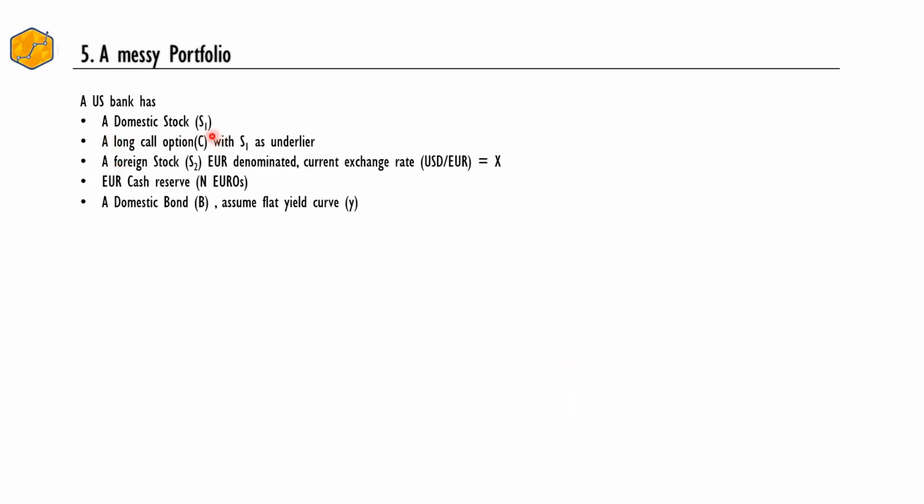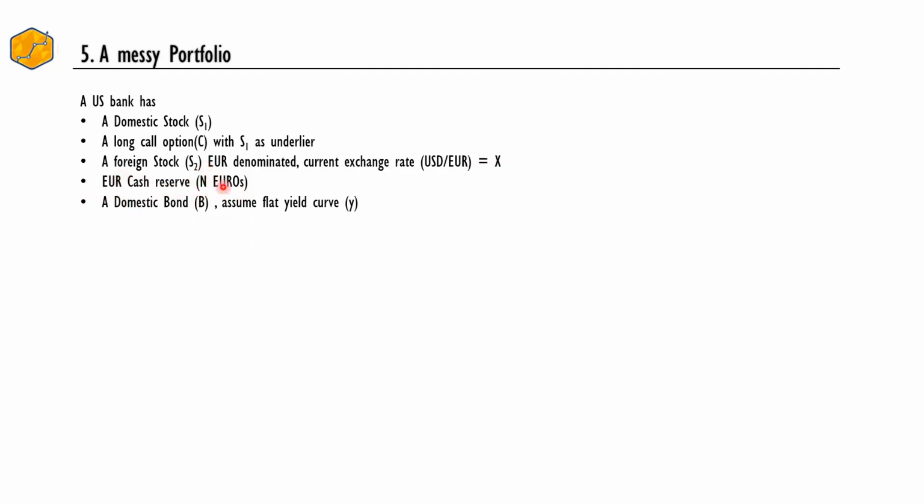There is a domestic stock. So US Bank has a domestic stock that is S1. There is a long call option C with S1 as the underlier. There is a foreign stock S2, which is euro denominated. And the current exchange rate, the number of USD per euro, is X. We also have some euro cash reserve, just cash, which is in euros.